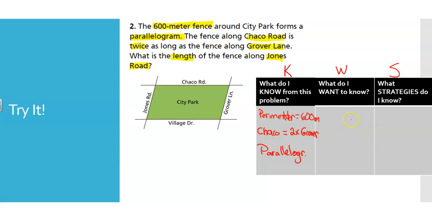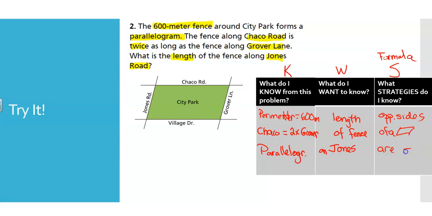All right, now what do I want to know? That's the question. I want to know the length of basically Jones Road, because that's the same as the fence on Jones Road. That would probably be a little more clear. Now, what strategies do I know? Sometimes these are formulas, or with what we just did, we had some theorems. So I know that opposite sides of a parallelogram, and I'm just going to write it like that, are congruent.